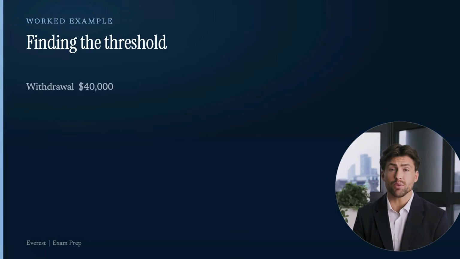Let's look at an example. A client has a $500,000 portfolio. At year end, she wants to withdraw $40,000 without dipping into her original principal. So, what return does she actually need? 40,000 divided by 500,000 is 8%. Below an 8% return, she'd be eating into her principal. That's her threshold, R sub L.